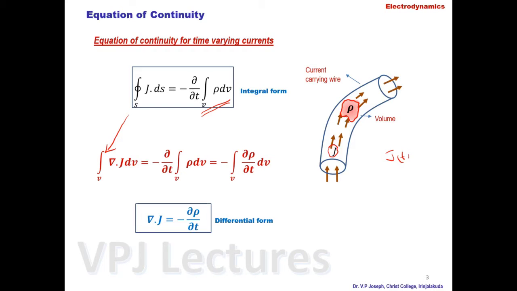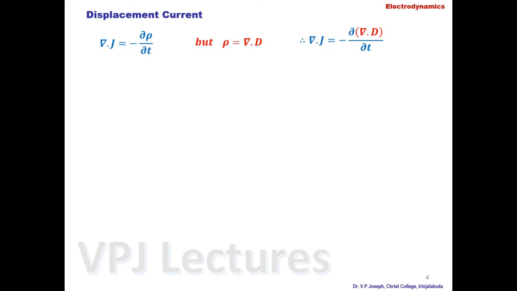So removing this volume integral term from both sides, we get it as: minus volume integral of dou rho by dou t dv. Removing the volume integral term, this becomes del dot J is equal to minus dou rho by dou t, and it is the differential form of the equation of continuity for time varying cases. And we are using this time varying equation of continuity for introducing the displacement current.